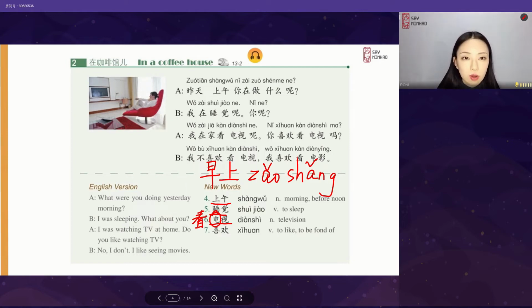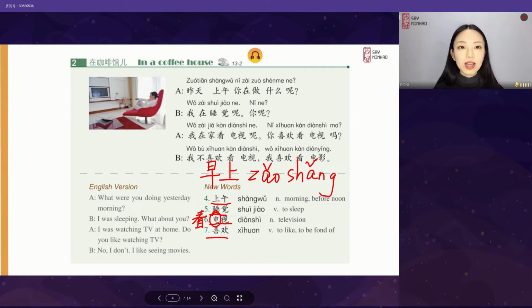Okay, now try to say watch TV at home. Let's do more review about this structure. Do something at a place. It is 在 plus a place plus do something. So it is 在家看电视, right? 在 plus a location or direction and plus a verb. Okay, this is 电视. Last one is 喜欢, and 欢 is neutral tone.